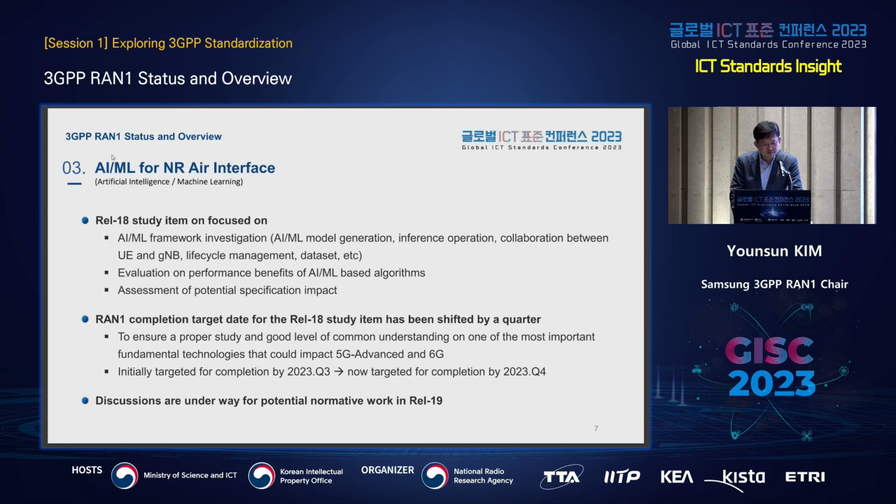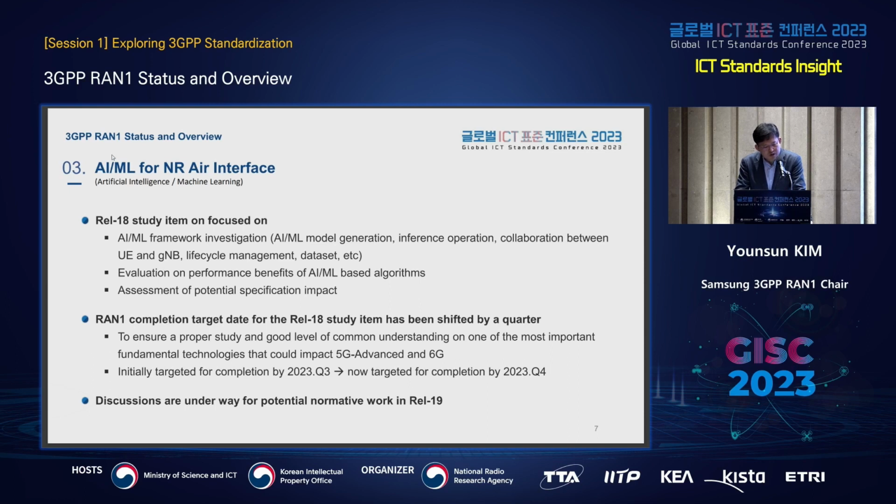Now, in the Release 18 study item, being the first time that RAN1 looked into AI/ML for NR interface, we focused on the overall AI/ML framework investigation, the model generation, inference, operation, collaboration between the terminal and the base station, lifecycle management, data set management, and so on and so forth. We also did an extensive evaluation campaign on trying to find out what are the benefits of AI/ML when it's coupled with NR interface. We also did a preliminary assessment of the potential specification impact. So what kind of specification change to the 5G specification would be needed?